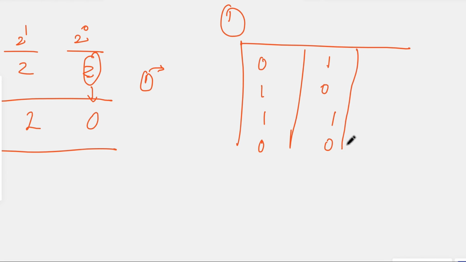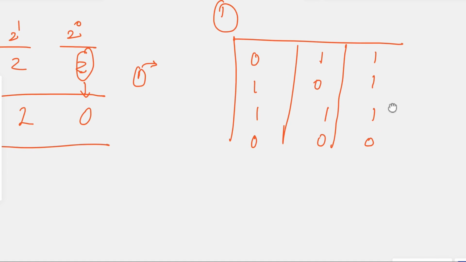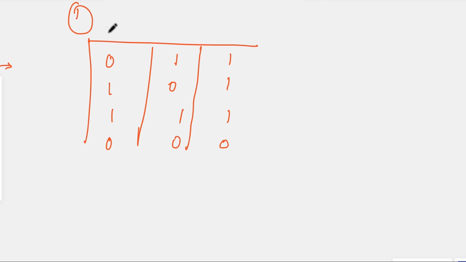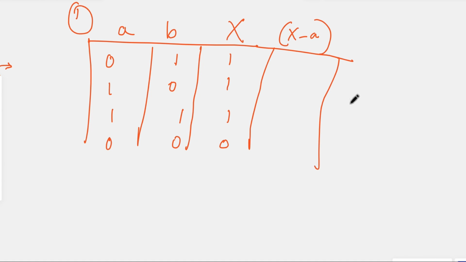So what is the OR for this bit? We have 1, we have 1, we have 1, we have 0, right? So let's say we have a and b, and x is the OR, right? So what we will do, this is x minus a, and the next part will be x minus b.